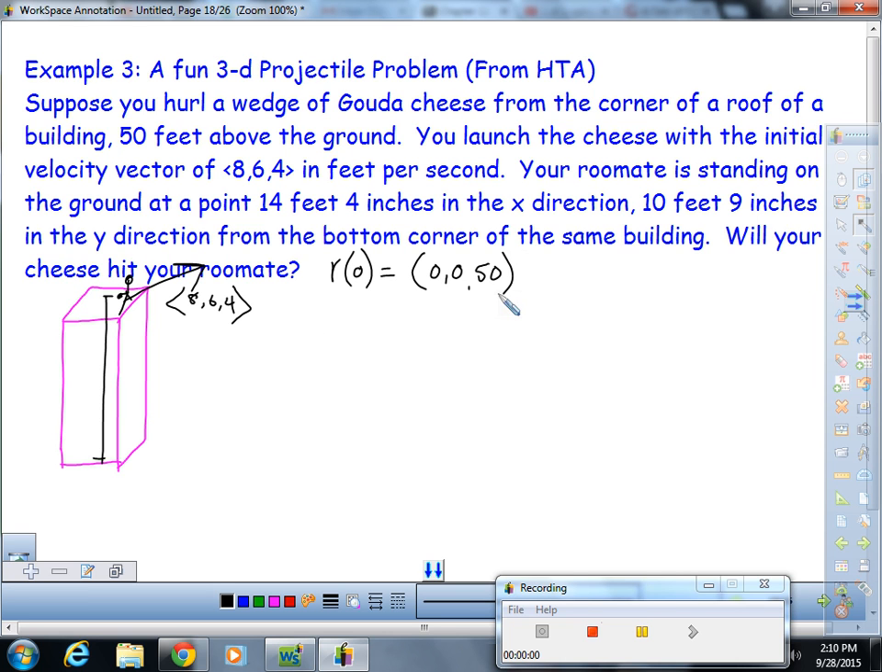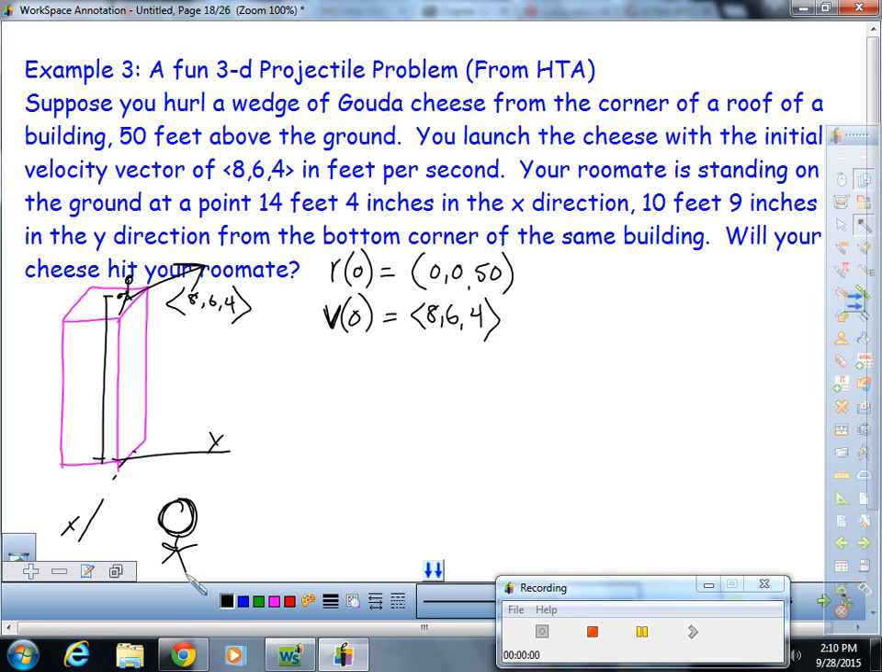We know that our initial velocity is 8, 6, 4. Okay, now your roommate standing on the ground is somewhere over here. So here's our X, here's our Y, somewhere over here is your roommate. We'll get to him and her in a minute. Okay? Will your cheese hit your roommate?